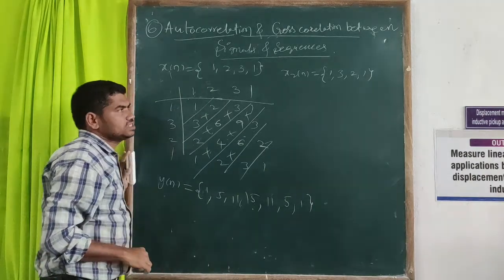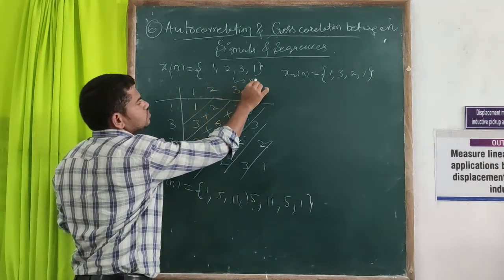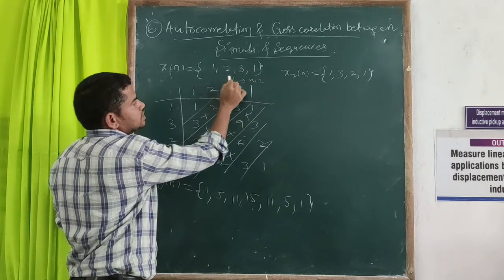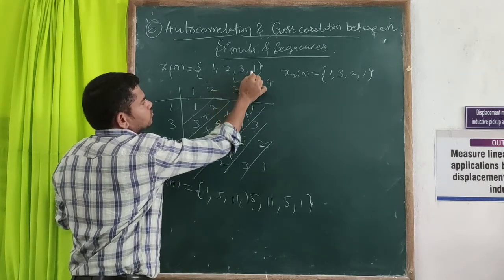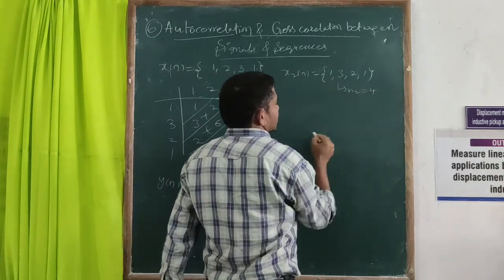Here we are checking the length of the output. The length of the input signal x1 is n1. How many points are there? 4 points are there: 1, 2, 3, 4. Here also n2, the length of x2, is equal to 4 points.